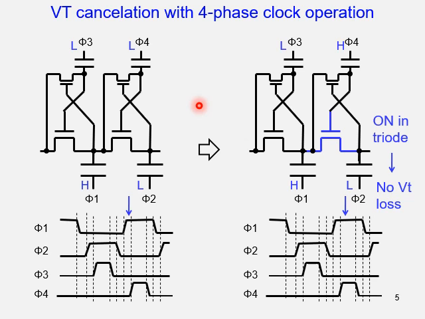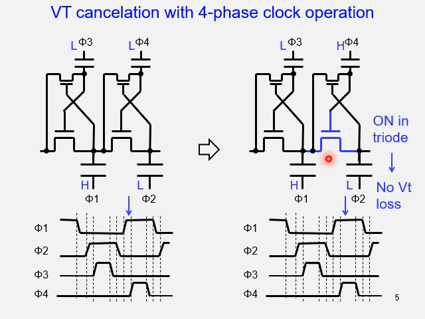Before moving forward, I'm showing that there is a method to effectively remove the threshold voltage of the transistor out of the charge pump performance. This is called the 4-phase clock charge pump configuration. You have phi 1, phi 2, phi 3, phi 4 like this. These two stages are connected in series. And those 4 phases are like this.